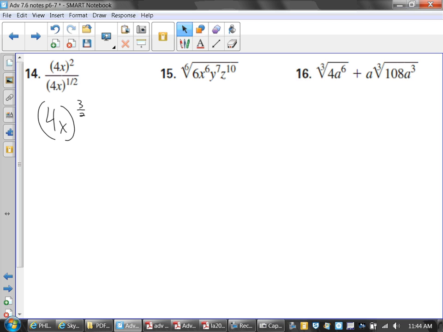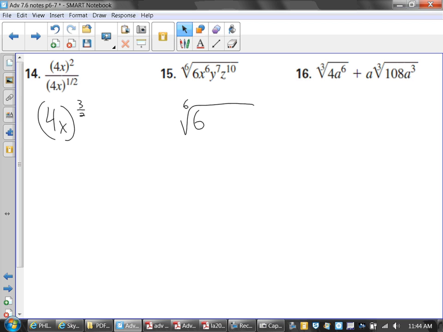Number 15. Remember, the trick is when you have the 6th root or any nth root of a whole bunch of junk, you're figuring out which one of those has a perfect 6th and which ones you can take out. So can I take the 6th root of 6? I cannot. 6 is not a perfect 6th. Now, if it was the cube root of 8, yes. You can take the cube root of 8. 6th root of 6, no. It's not a perfect 6th.